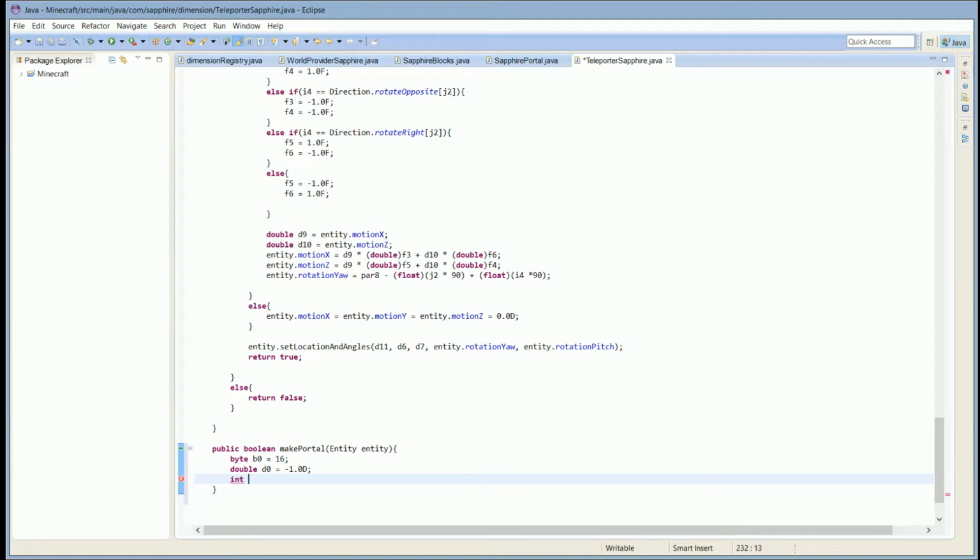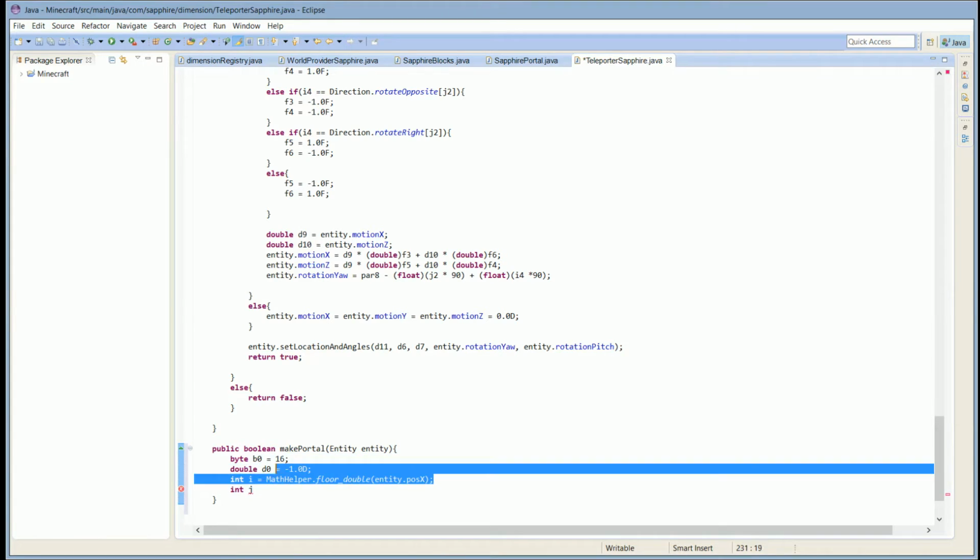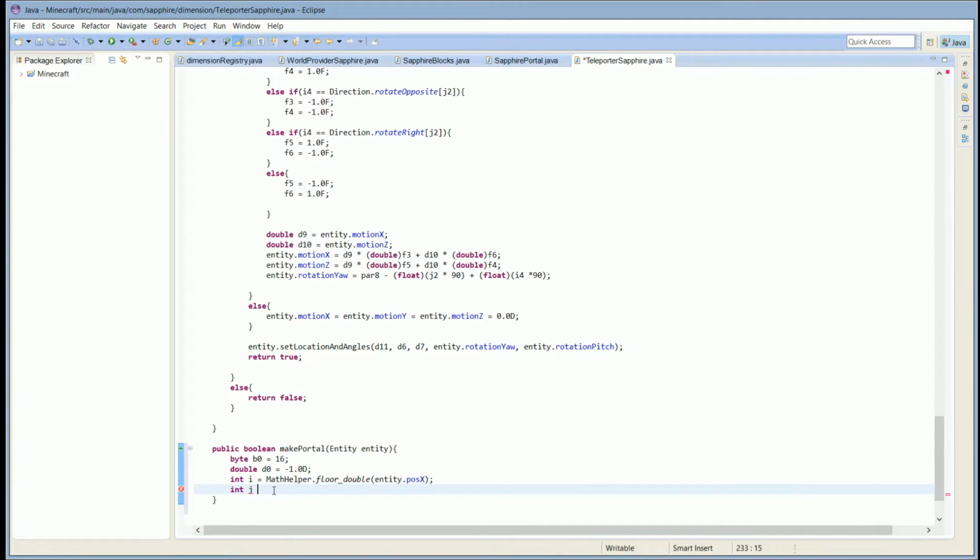So we're going to have an integer, I, and it is going to equal MathHelper.floor_double of entity.posX. So our integer I is obviously going to be our x position of the player. Integer j is going to actually be the same thing, and instead, this is going to be our y position. And then the same thing with integer k, and it is going to be, as you might have guessed, our z position. So there we go, to start off there.